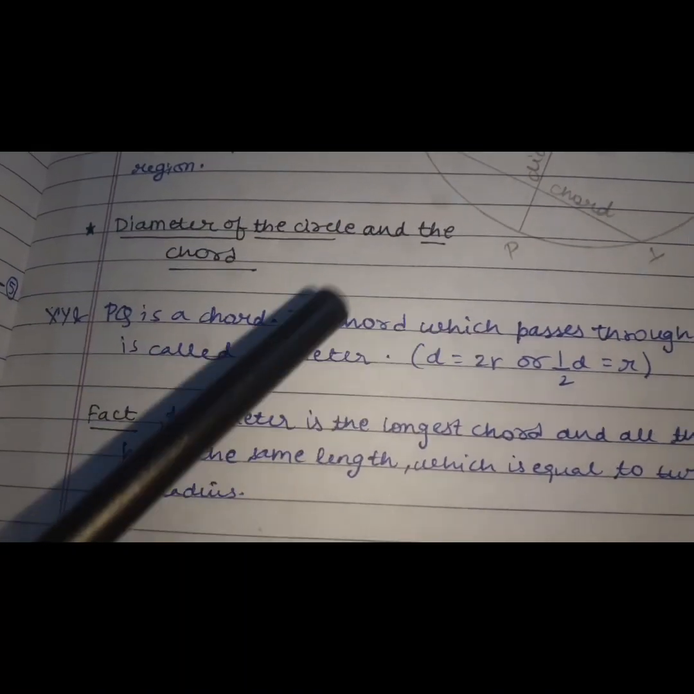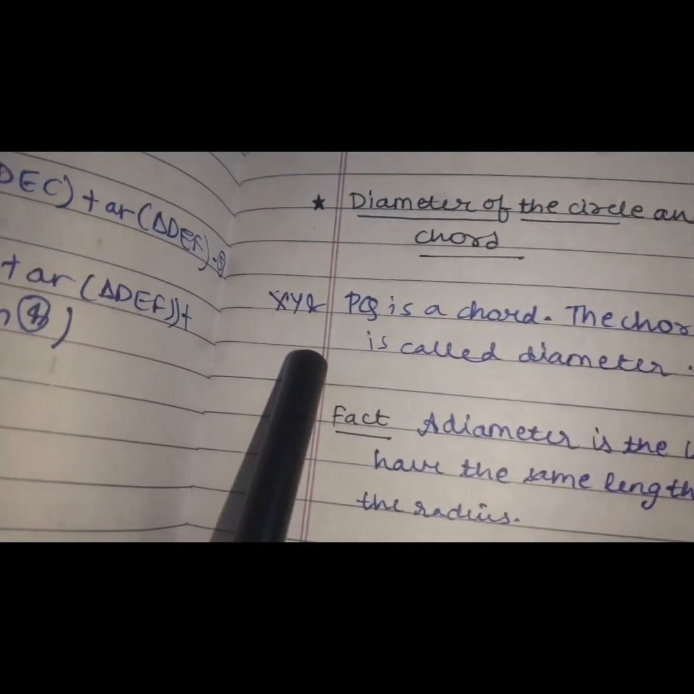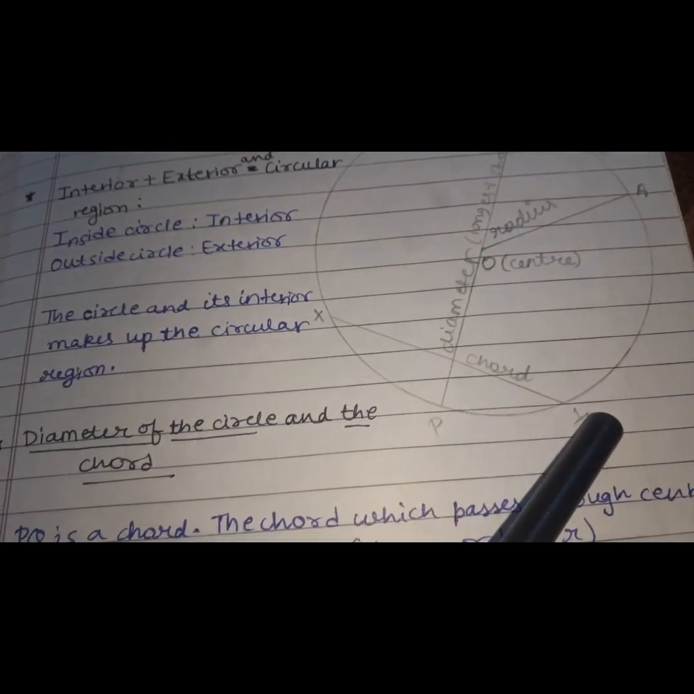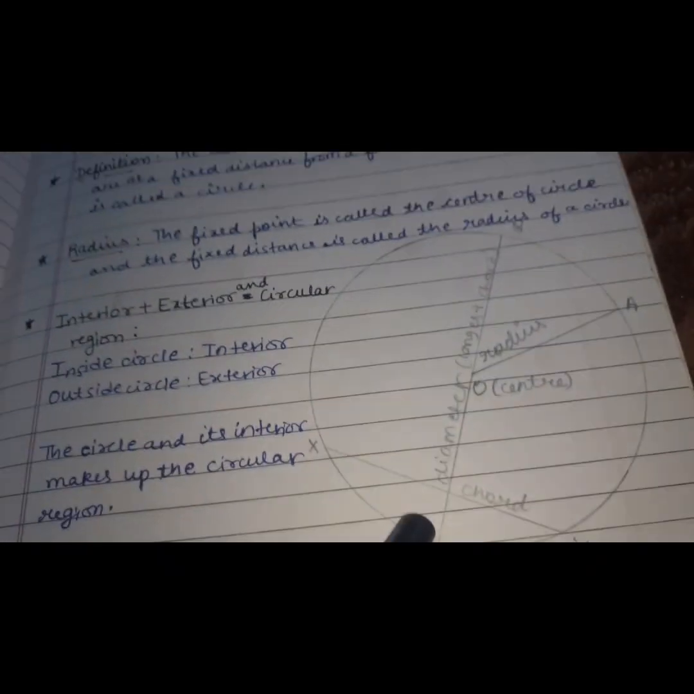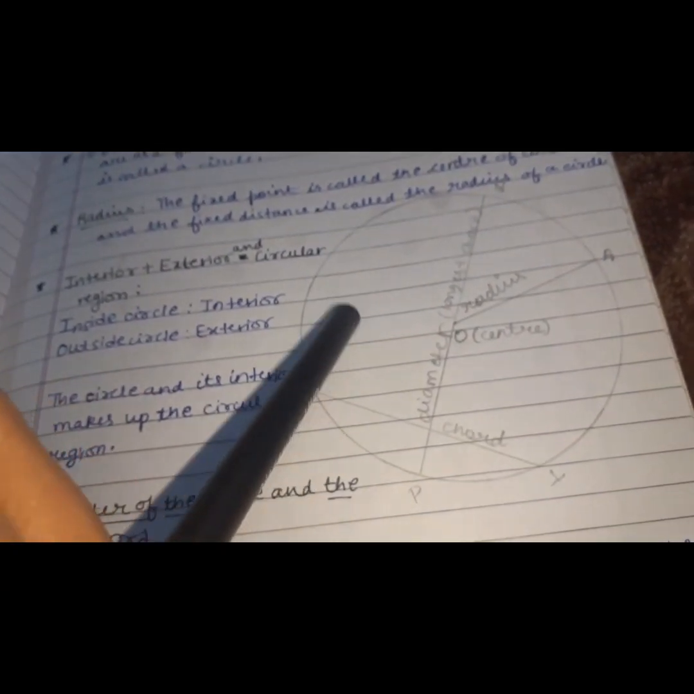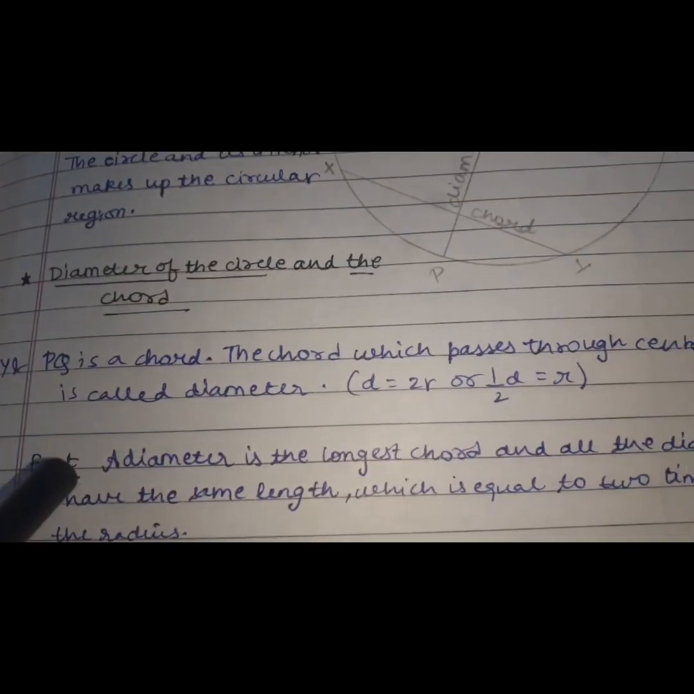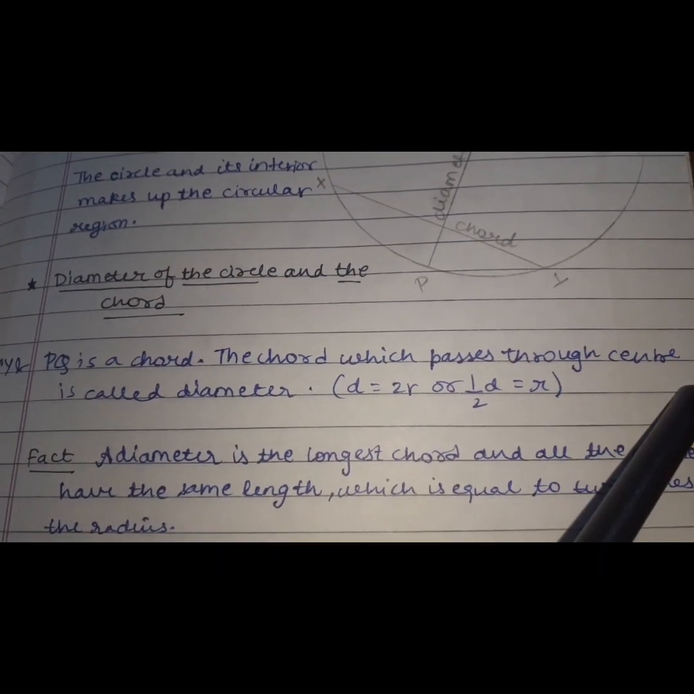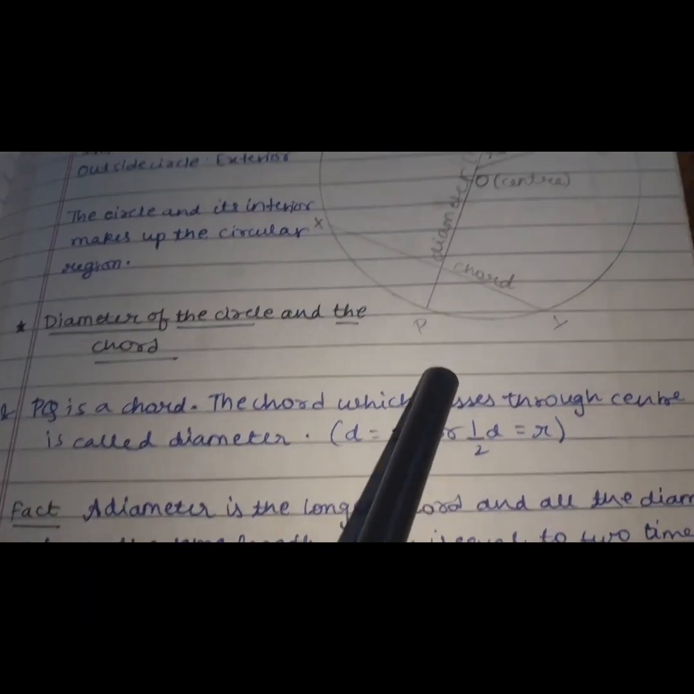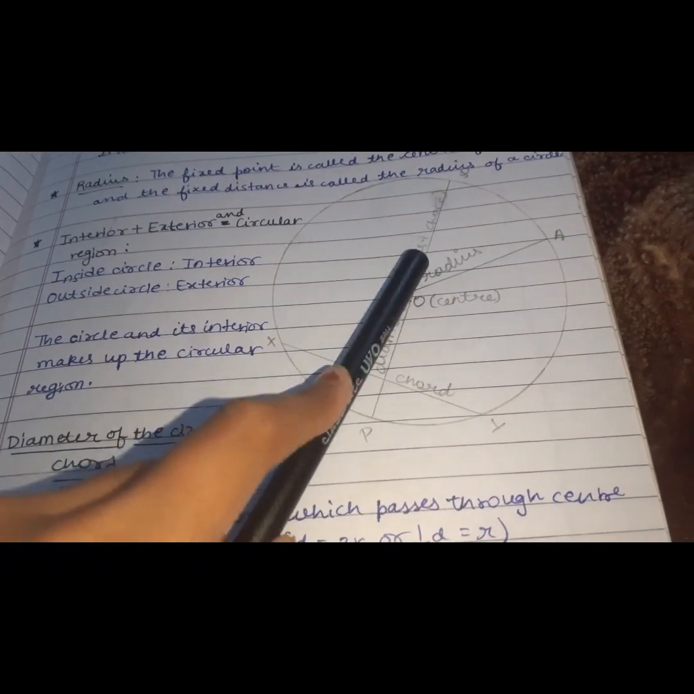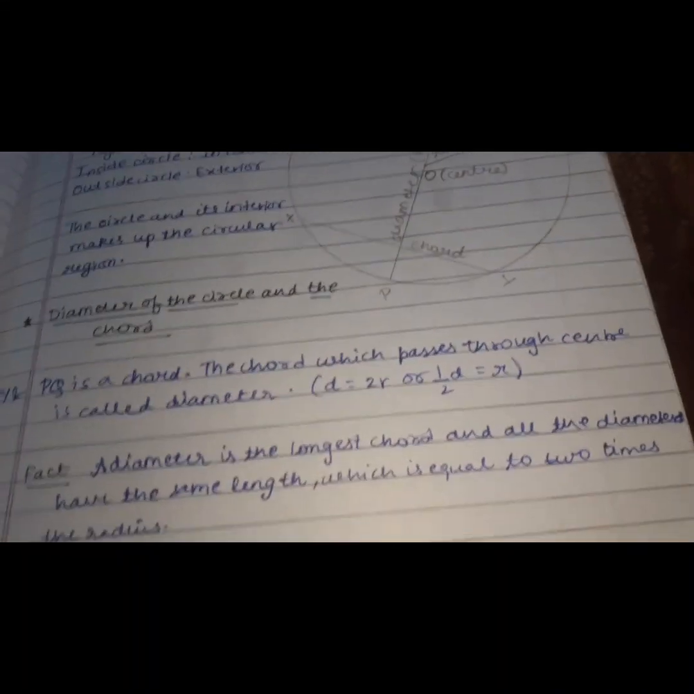Then the diameter of the circle and the chord. Now here XY and PQ are chords. Where are they? XY and PQ. Now you see that PQ is the longest chord because it is the diameter. So we can say that the diameter is the longest chord of a circle. It simply means that PQ is a chord. The chord which passes through the center is called the diameter, wherein the diameter is 2 times the radius, or the radius is half the diameter.